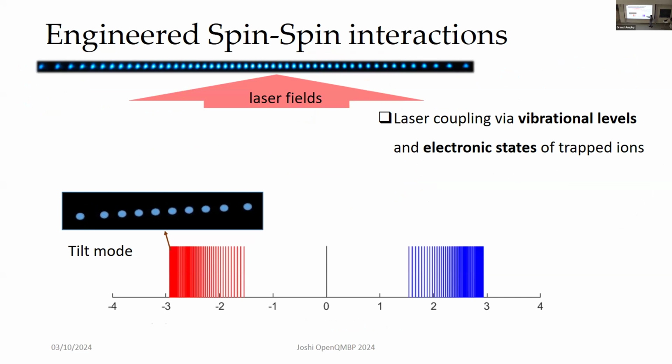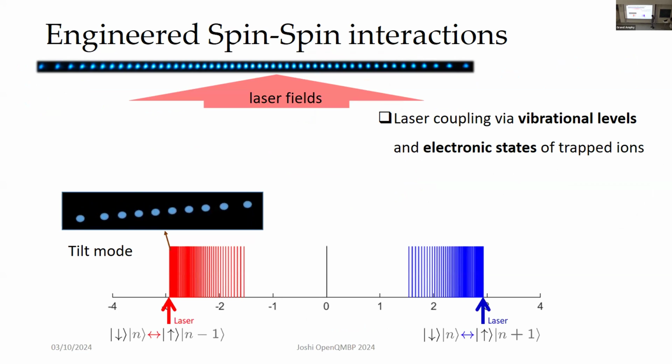And in an ion chain, if you use a laser beam which is perpendicular to the ion chain, you see that the center of mass mode has the highest frequency, and the other modes basically decrease in frequency. And where do we engineer this spin-spin interaction?